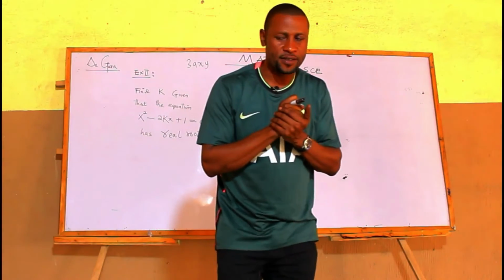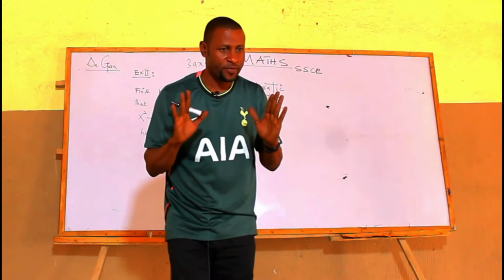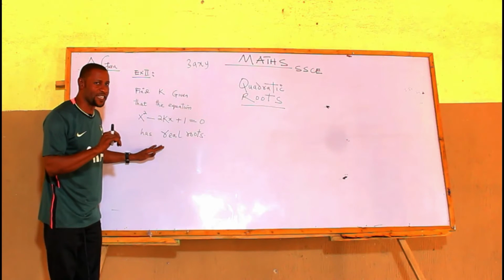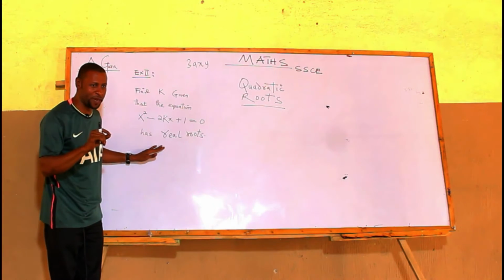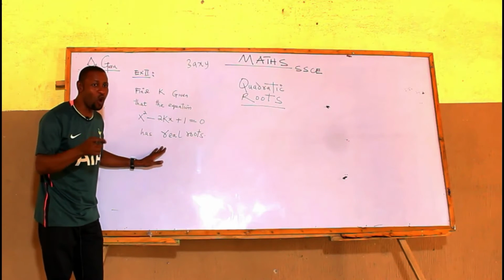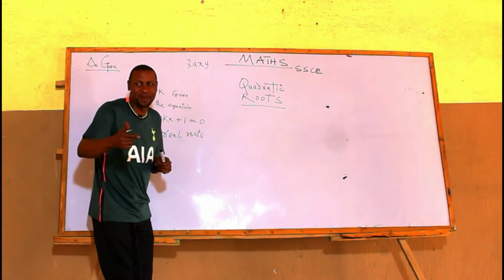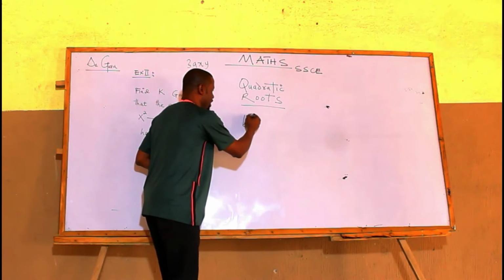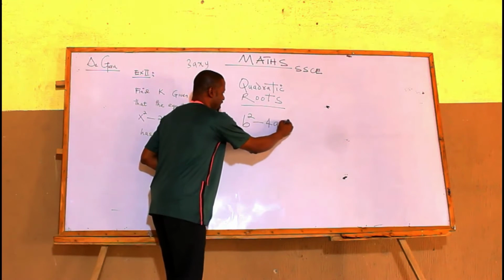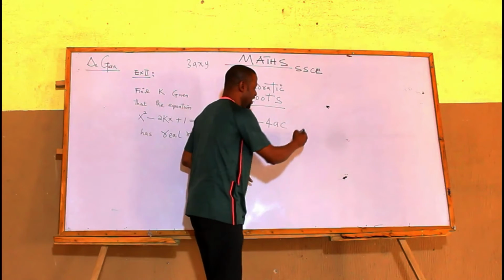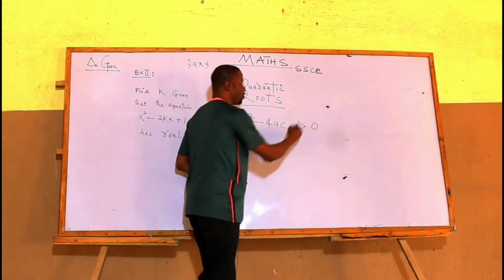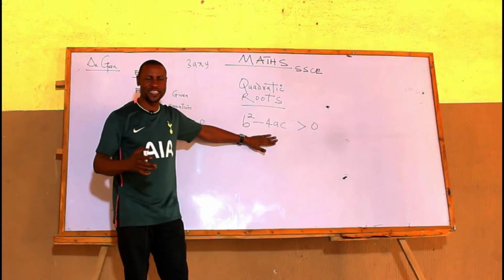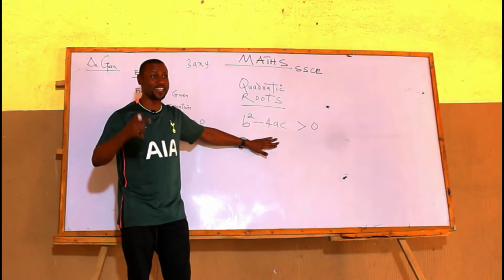Do we progress? There's nothing new here. The only thing new is that they said the quadratic equation has real roots instead of equal roots. So your condition of discriminant will change. Concentrate. It means that b squared minus 4ac will be what now? Greater than 0. This is the condition for a quadratic equation to have real roots. Discriminant must be greater than 0.